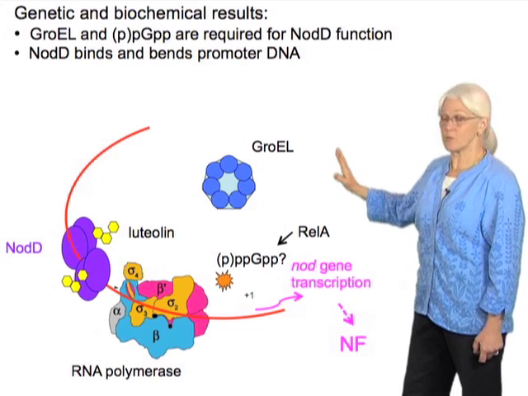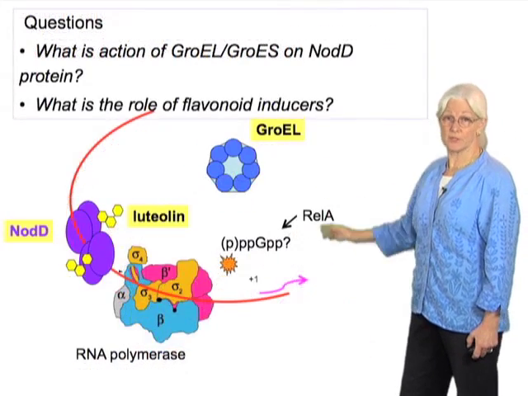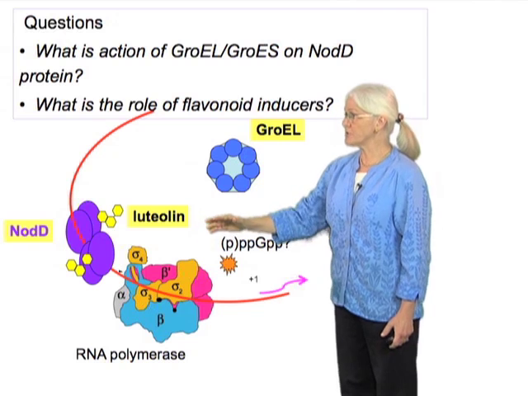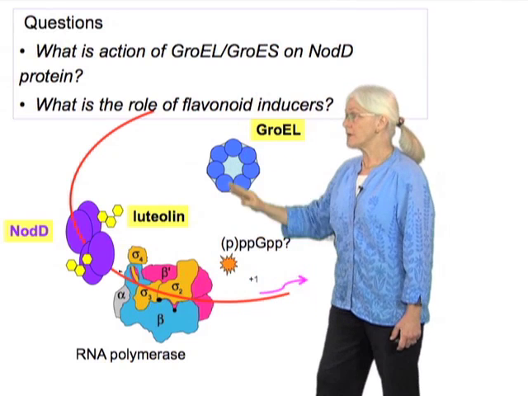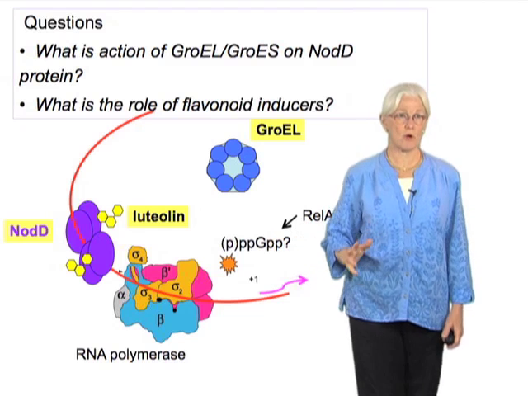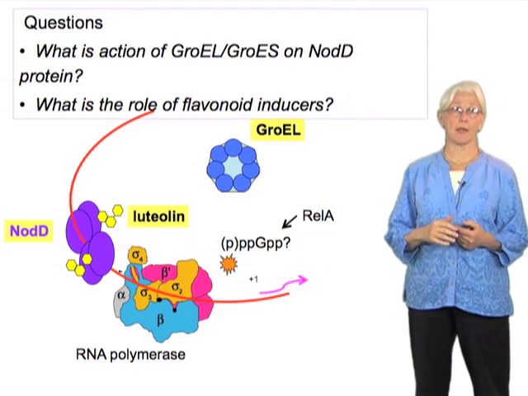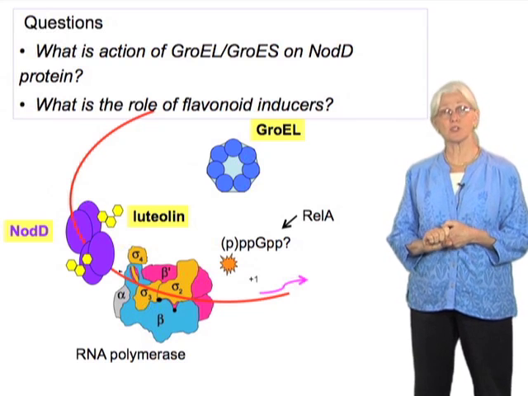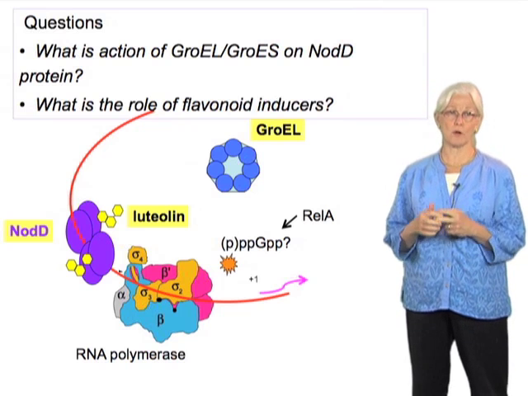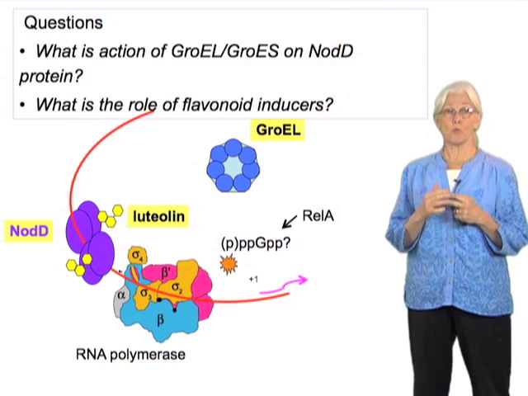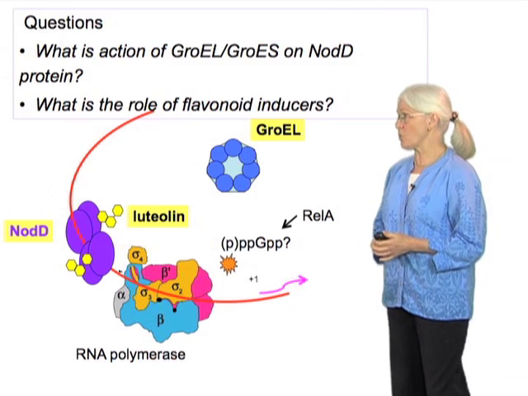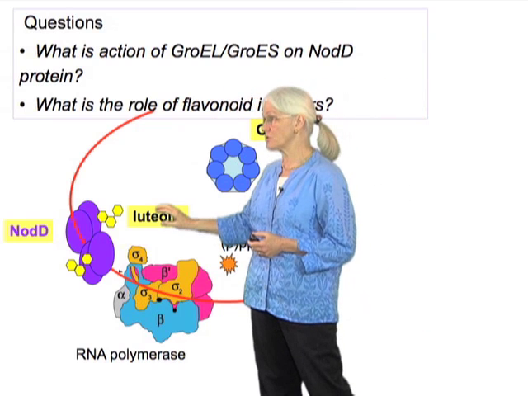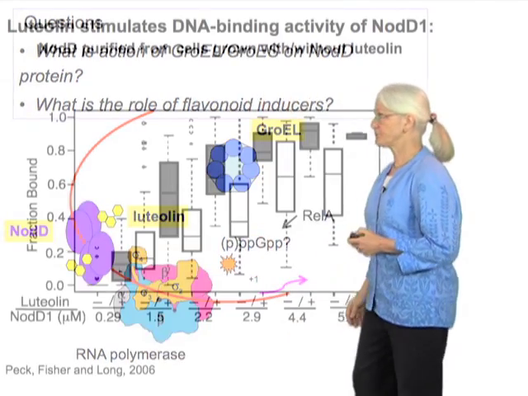So these are some of the things that we know, but there's a lot of unknowns. Let's ask, for example, how the inducer works with NodD. Now, I'm not going to show you the data on our GroEL work, but I will just mention that we have a combination of genetic data and in vitro biochemical studies that show how GroEL is required for NodD and luteolin to be active. In one of the experiments that follows, I'll be referring to that some more. Let's now just ask about flavonoids, including the particular flavonoid luteolin, and NodD.